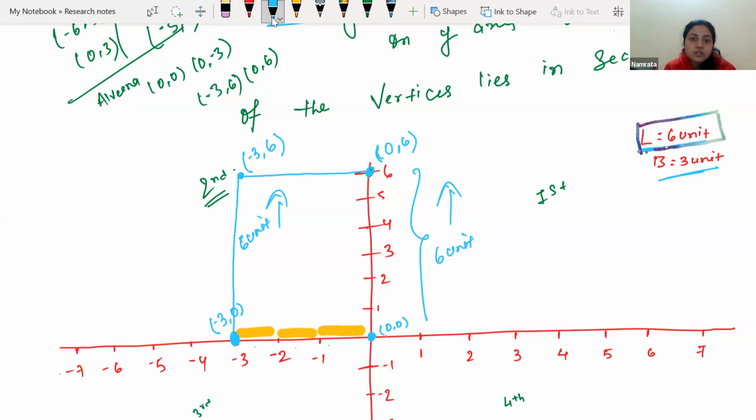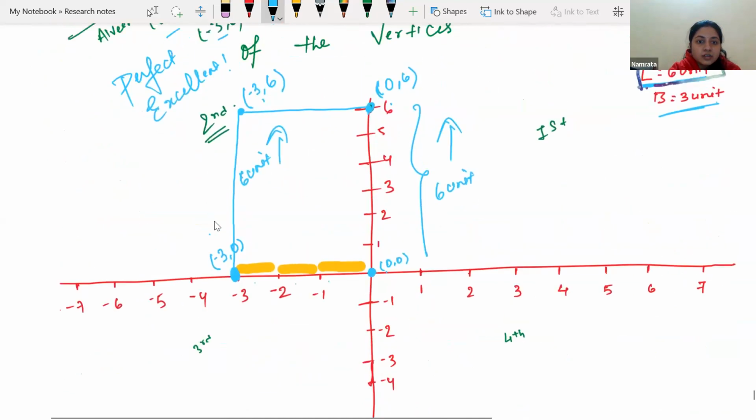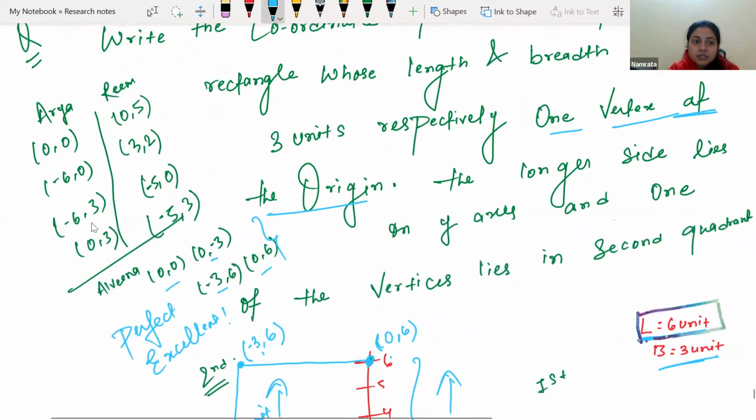First coordinate 0, 0, another coordinate 0, 6, next coordinate -3, 6, next coordinate -3, 0. Alvina's one is perfect. Excellent. Let me check. Arya's also 0, 0, -6, 0. Arya, we don't have -6, 0.